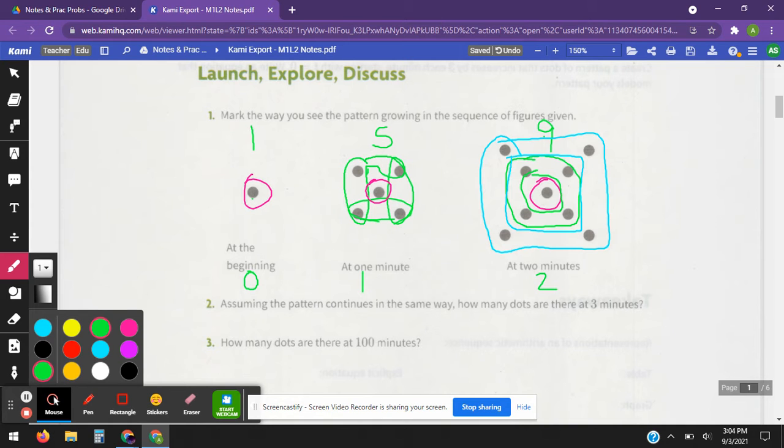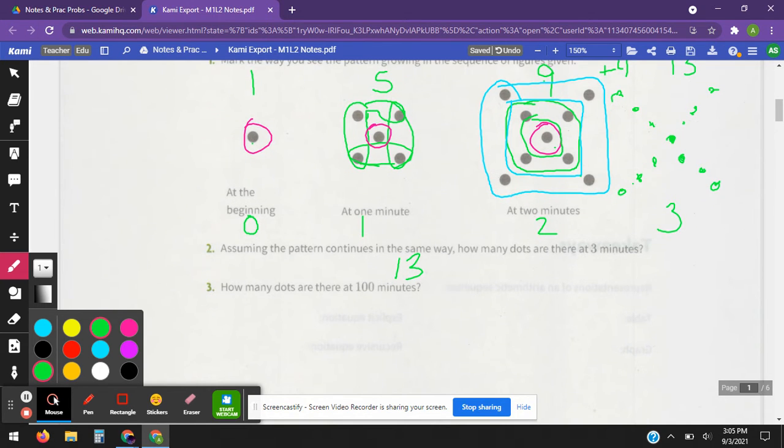So if I were to go to 3 minutes, plus 4 would be 13. And that means I'd have my 1 in the center. I'd have my 4 from this one. I'd have another layer of 4 going there, and then I'd have 1 more. So there we go. So 13. How many dots are there at 100 minutes?